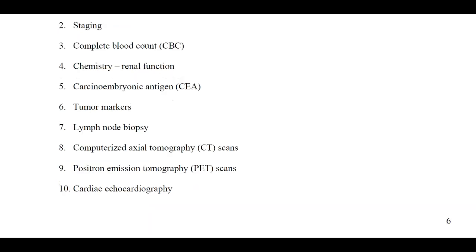Lastly, cardiac echocardiography or echocardiogram. This is to determine the ejection fraction or the function or the pumping ability of the heart. As we talked about earlier, there are medications that can be cardiotoxic, and so it is important to assess for the ejection fraction of the patient before and maybe after the treatment with such drug.